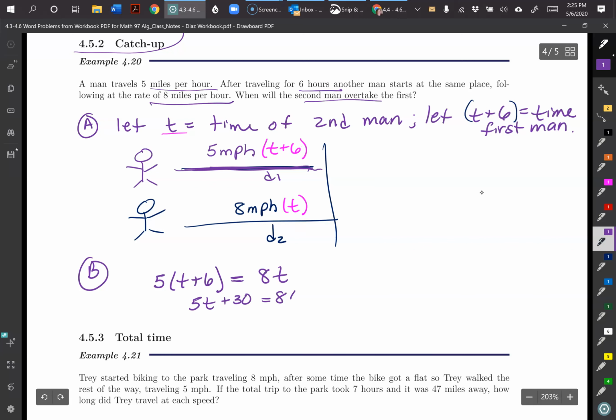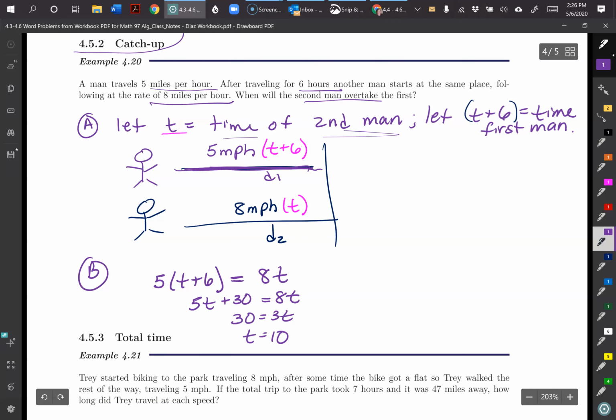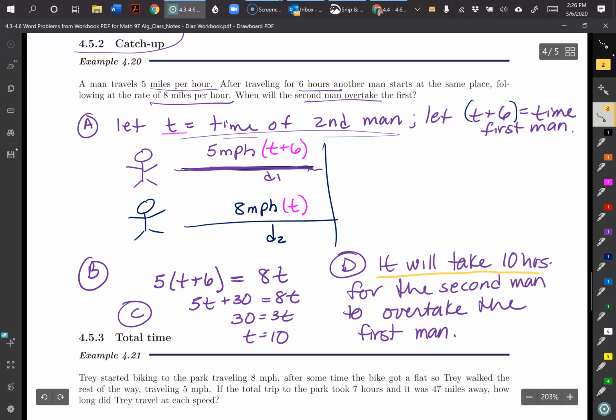You can pause the video and just finish that out on your own. Now we get an answer of t equals 10. Well, what does that represent? That represents the time of the second man that it takes to overtake, right? So we're done there. Just write that in a sentence. That was part C. Part D is our sentence. So here we have: it will take 10 hours for the second man to overtake the first man.